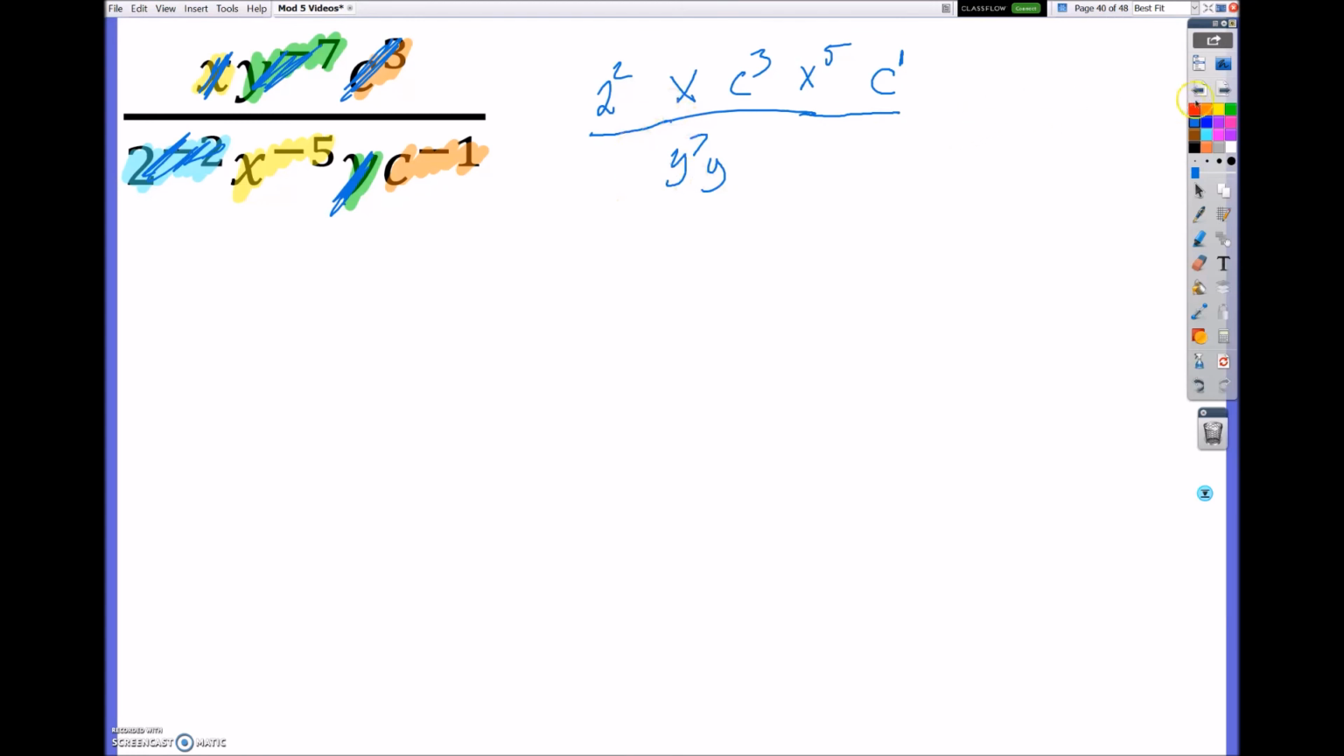So now what I'm going to do is just start simplifying these. I have 2 to the 2nd power, which is 4. I have x to the 1st power times x to the 5th power, which is x to the 6th power. C to the 3rd times c to the 1st is c to the 4th. And y to the 7th over y is y to the 8th. And then we're done. We don't need to do anything else there.